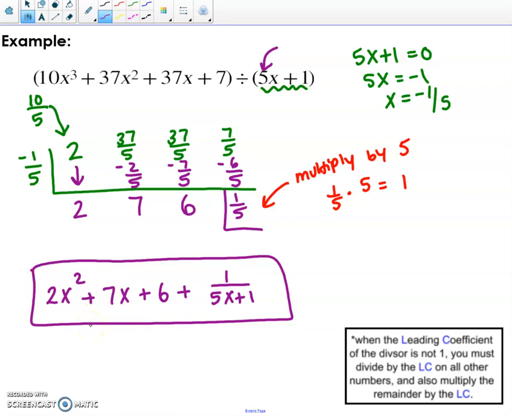And again, I would recommend doing this with long division because of the extra steps that are a little bit confusing, but because the divisor is a linear, you can use synthetic, and this is how you would do that.